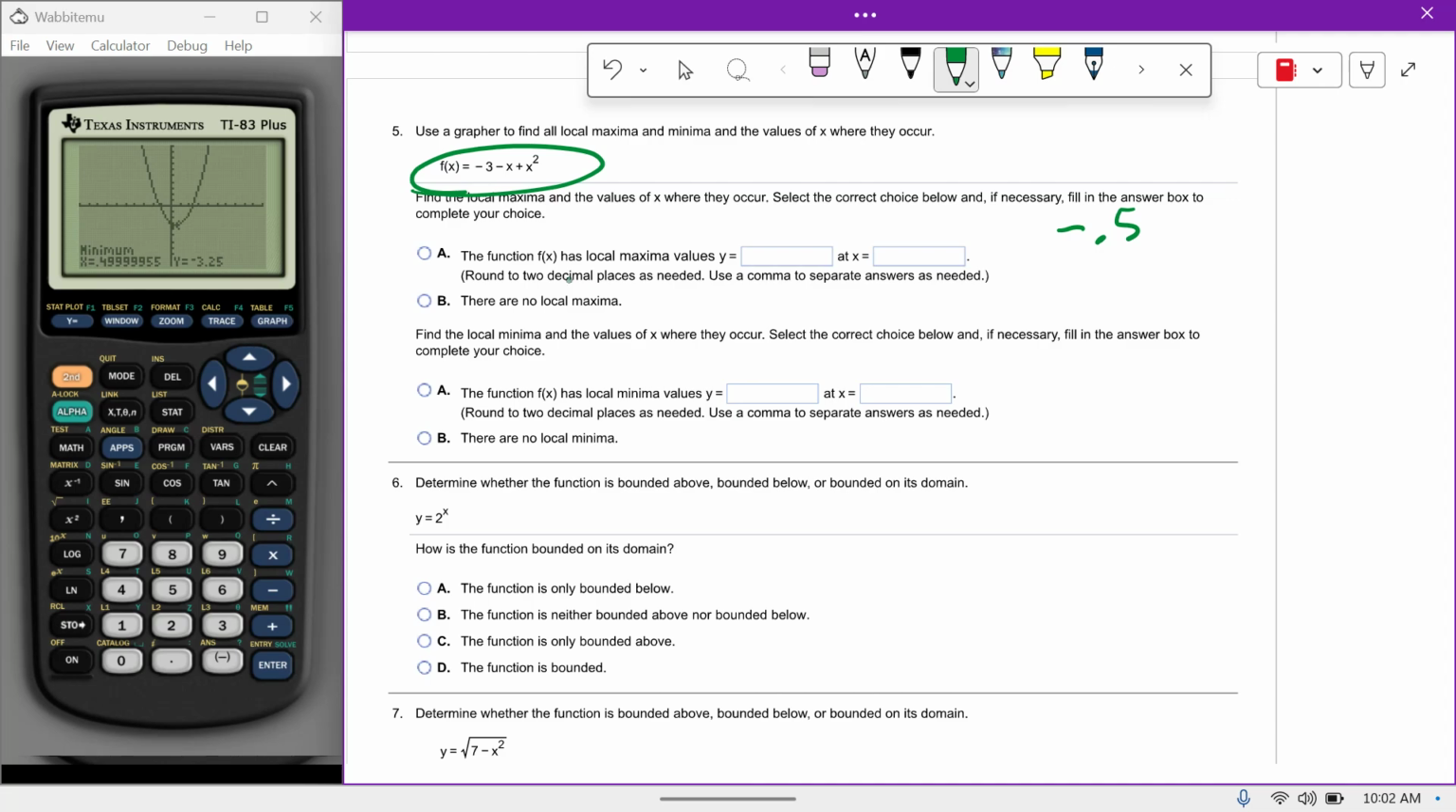So the function has a local maximum at what? Well, what's the local maximum of a parabola here that goes up? There isn't one. There's no local maximum because it goes up to infinity in both directions. Does it have a local minimum? Yep. When y is negative 3.25 and when x is negative 0.5.